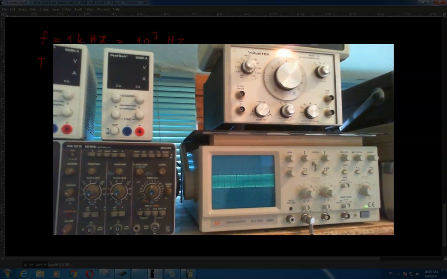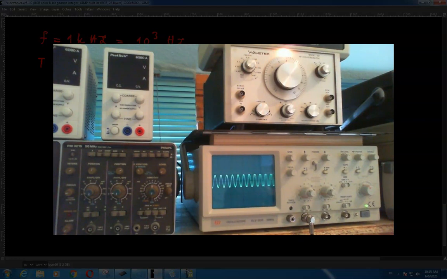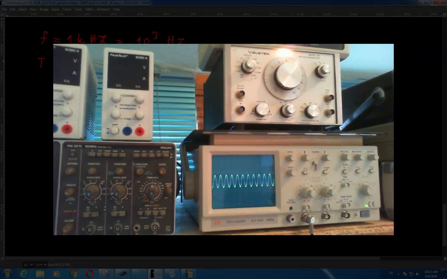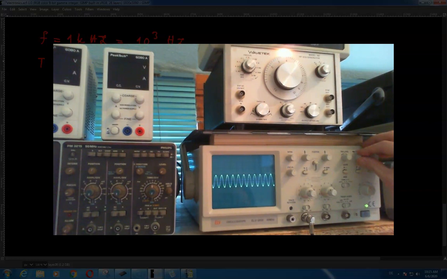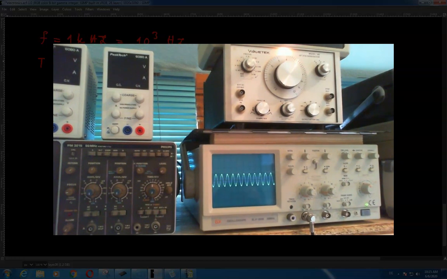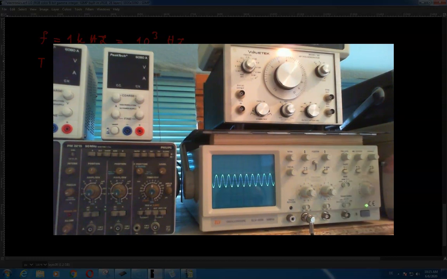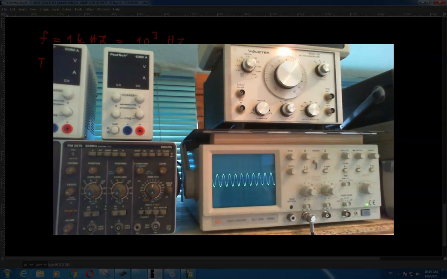So now I need to decrease the frequency a little bit, and as you can see, 0.2 times 10 is the same thing as, okay, so essentially you can see that one complete cycle of this wave is occurring in two of these divisions, exactly, give or take. So that is 1 kilohertz.